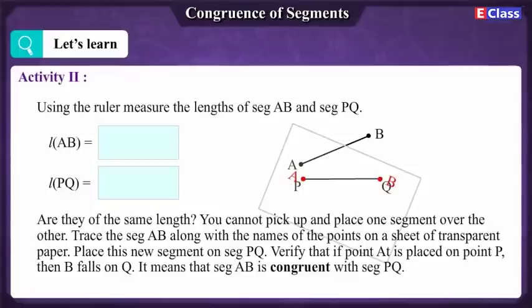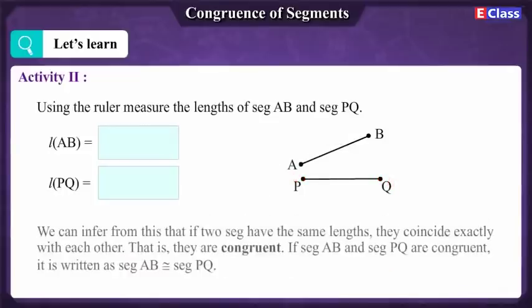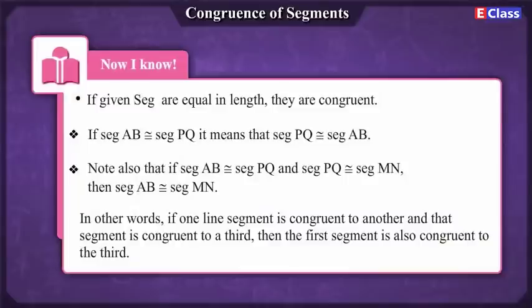It means that segment AB is congruent with segment PQ. We can infer from this that if 2 segments have the same lengths, they coincide exactly with each other. That is, they are congruent. If segment AB and segment PQ are congruent, it is written as segment AB congruent to segment PQ. Now I know. If given segments are equal in length, they are congruent.